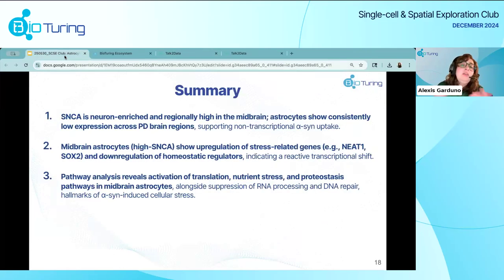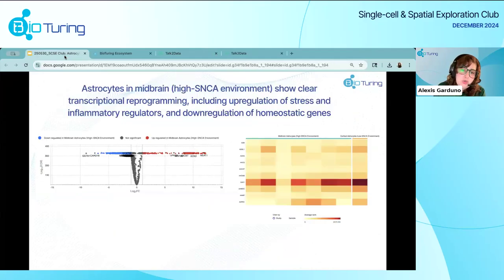Whereas in the low region, the cortical region, we saw downregulation of homeostatic regulators. So there is a reactive transcriptional shift. We saw this GGAT1 factor. We saw other genes as well within this downregulation in the midbrain.